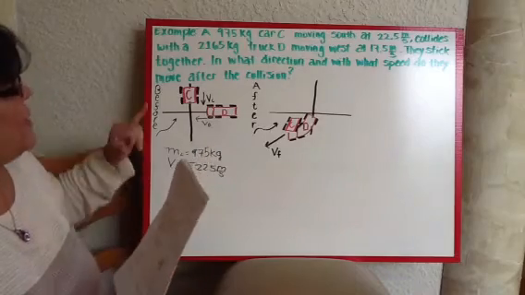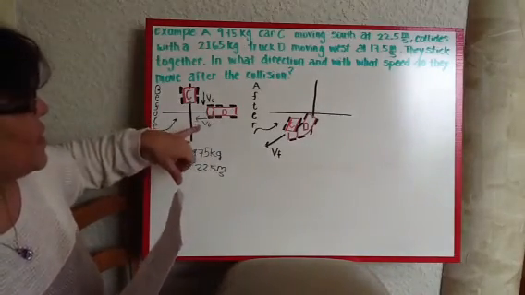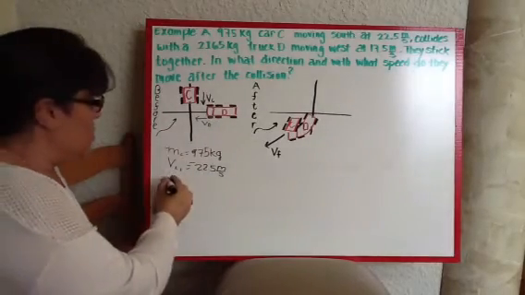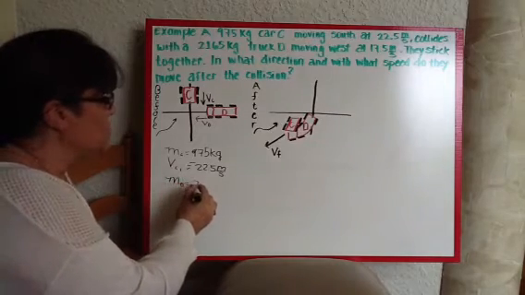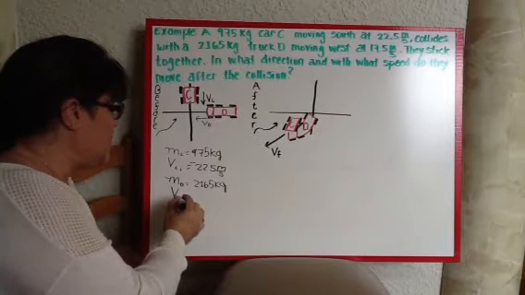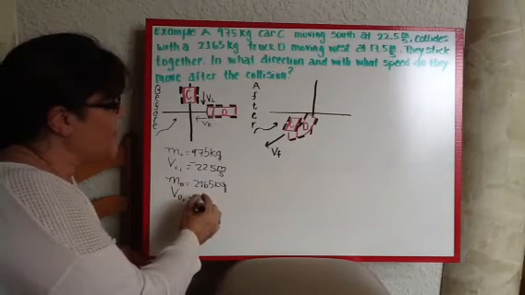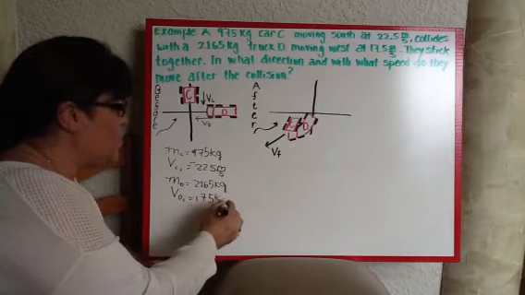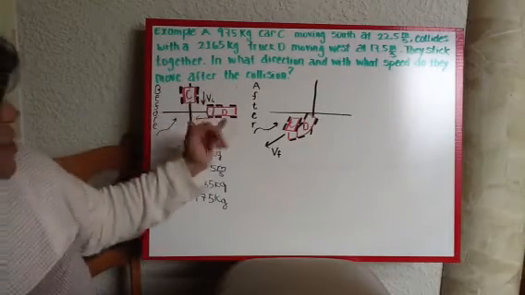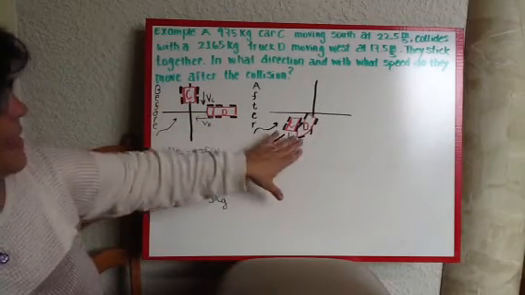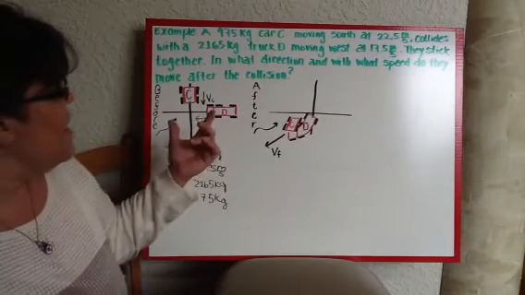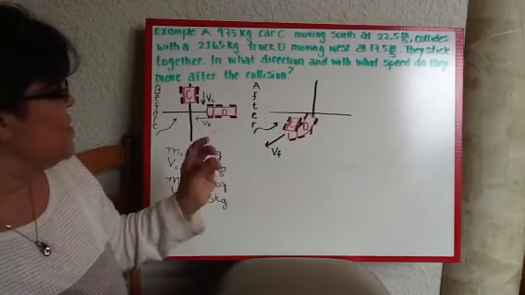Okay? And it collides with the 2165 kilogram truck D moving west at 17.5. So we know that the mass of D is equal to 2165. And we know that the velocity of D initial is 17.5, and once again, it's in a negative direction. Okay, they stick together. So after the collision, you can see that they hit and stick together. So that means that their final velocities are going to be the same. They stick together, and what direction and with what speed do they move after the collision?